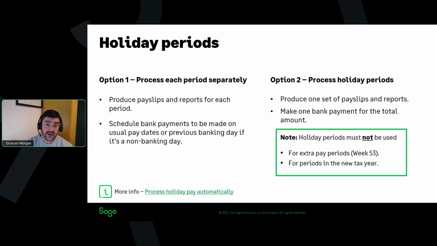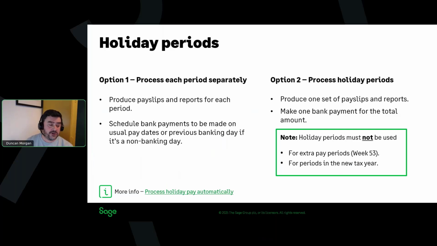A couple of important caveats: holiday periods must not be used for the extra pay period, pay date Wednesday 31st of December, as that requires a week one calculation. And it should not be used for any pay dates that would have fallen in the new tax year. So if it's a payment for a 2026 pay date, that must be processed in your 2026 software.